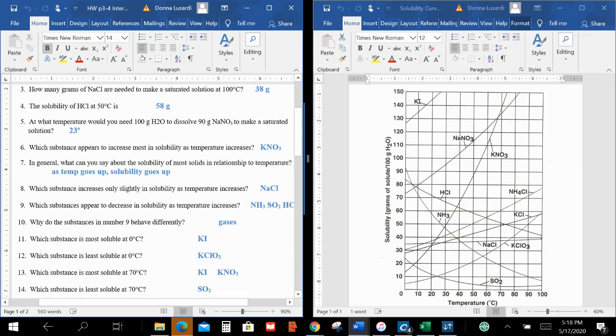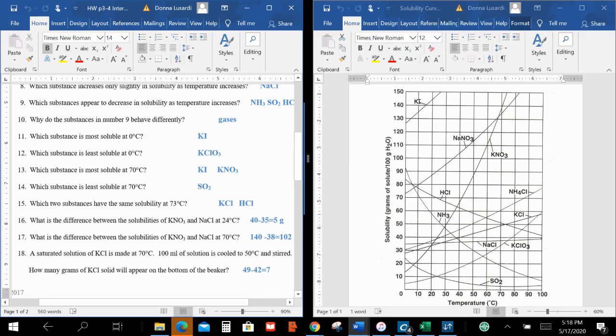Which substance is most soluble at 70? It's kind of going to depend on how you look at this graph. At 70, KI is already off the chart. So if you think about that, you'd probably say that KI is most soluble. But if you look at what appears on the graph, the one that's still on the graph is KNO3 at about 139, 140 grams in 100 grams of water. Least soluble at 70, the one I can dissolve only a little bit of, less than 5 grams, is SO2.